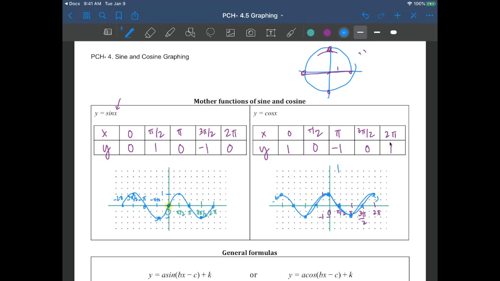So the domain of cosine is x is equal to all real numbers, and the range is y is between -1 and 1. Same with sine. The domain is x is equal to all real numbers, and the range is y is between negative 1 and 1, with the 1 and negative 1 being included.